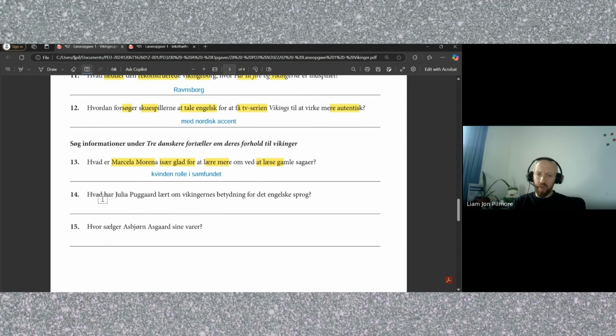Number 14. Hvad har Julia Puggaard, great name, didn't know how to say it really, lært om vikingernes betydning for det engelske sprog? Okay, so Julia, first of all, keyword, her name. Hvad har hun lært om vikingernes betydning for det engelske sprog? So the Vikings' meaning for the English language. Basically, how have the Vikings influenced the English language? So of course, engelske sprog, keyword, and maybe the word betydning might be in there.